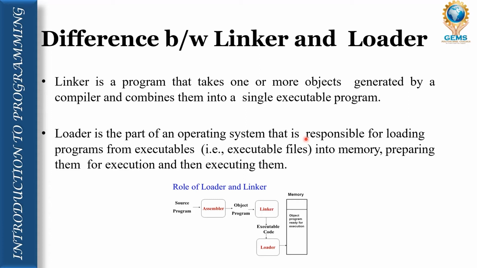Just see here the role of the loader and linker. The source program goes to the assembler. The assembler is a translator that translates the source program into an object program. Then the object program, using the linker, is merged with the subroutines and becomes executable code. That is a machine language program, and it can be loaded into memory. These are the roles of the loader and linker in our computer.